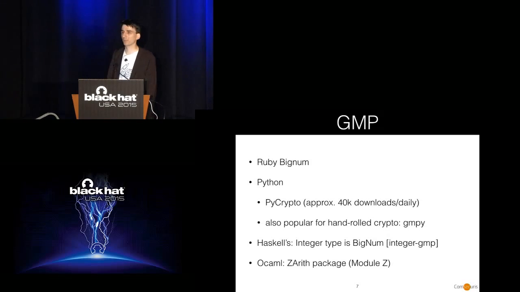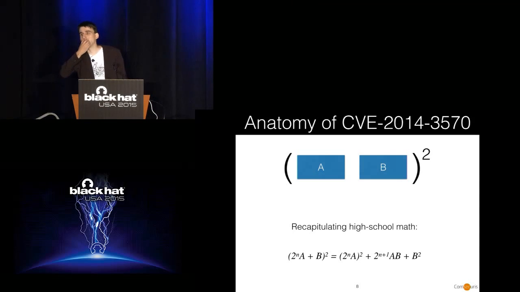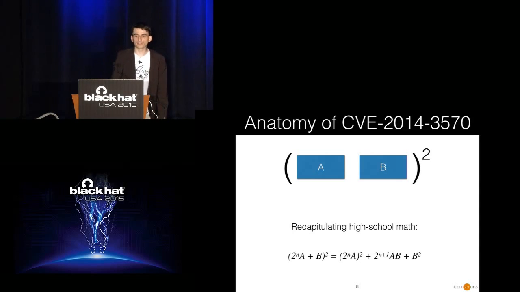but almost everyone uses Integer GMP. There's an Integer Simple as well, which is pure Haskell from what I remember, but this is the default one. And in OCaml, the ZEarth package is the default for BigNum arithmetic these days. Okay, so let's have a look at the CVE, and for that we first need to understand how to square numbers, and we have to go back to high school to see what's going on there.